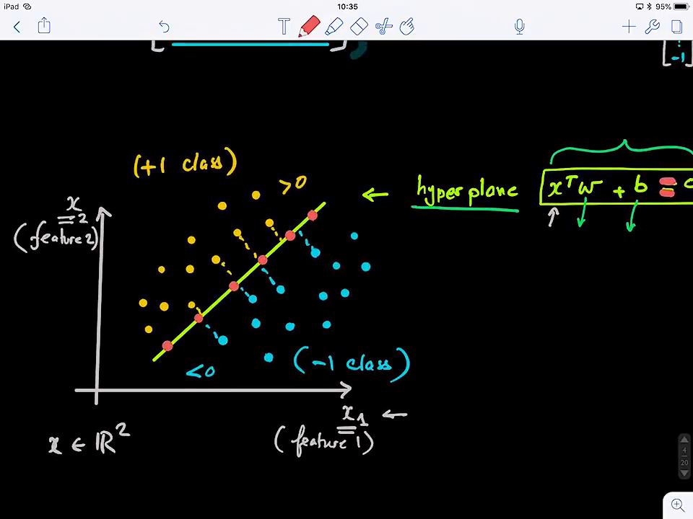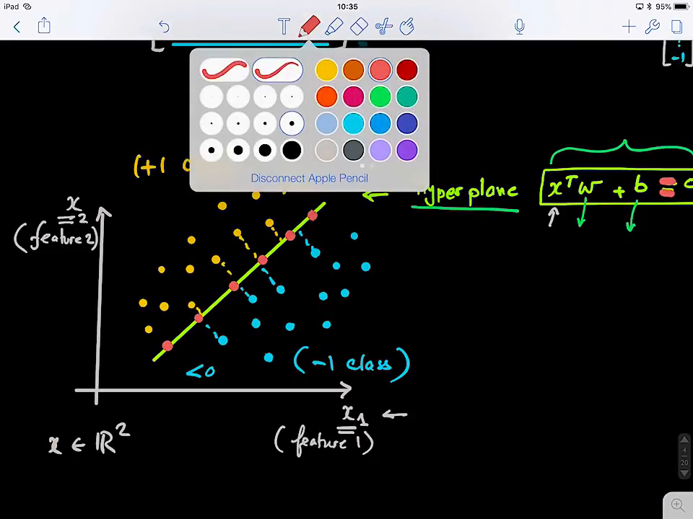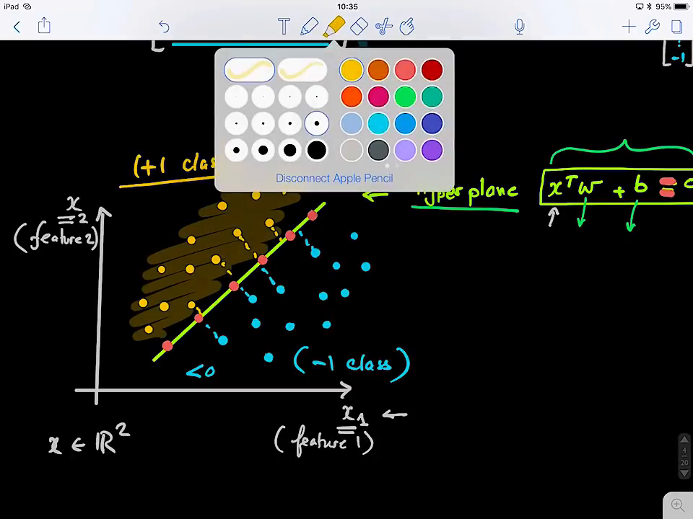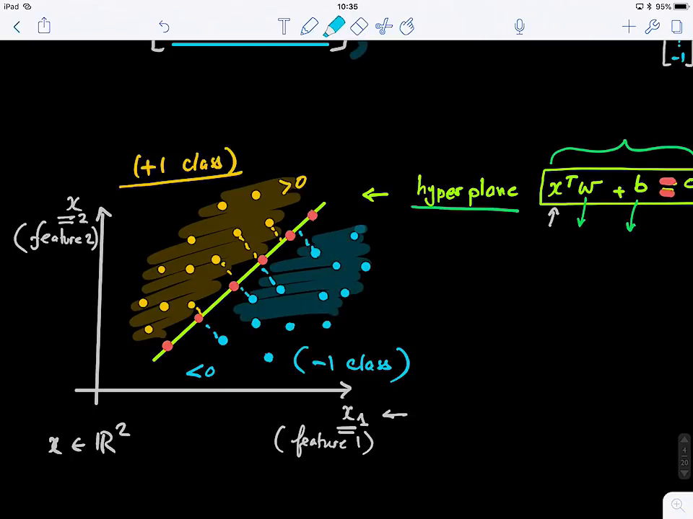So here we'll have two classes. Ideally, we want to define a hyperplane separating these two classes. We want to put all the samples with label +1 above, or on top of, the hyperplane, on this side. And we want to put all the blue ones on the bottom side. We would like the labels for all those points to be +1, and the labels for these points to be -1.